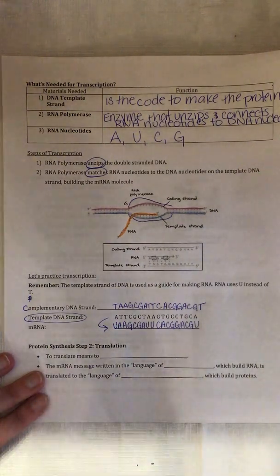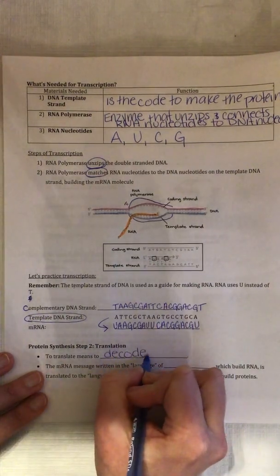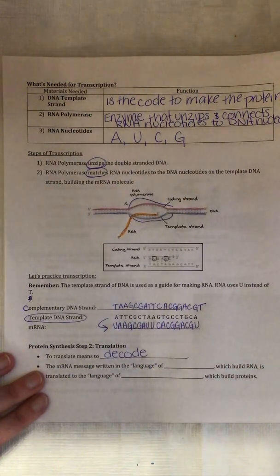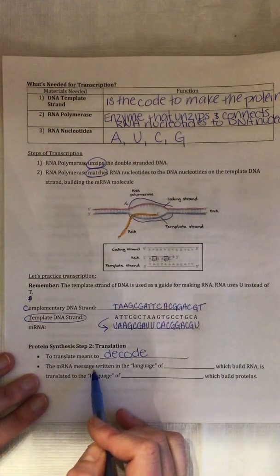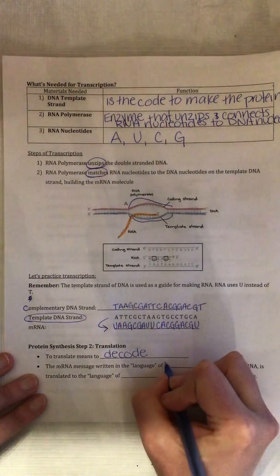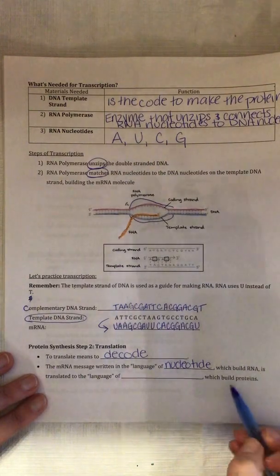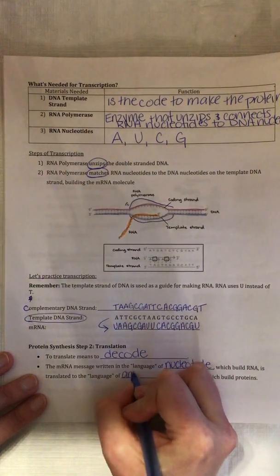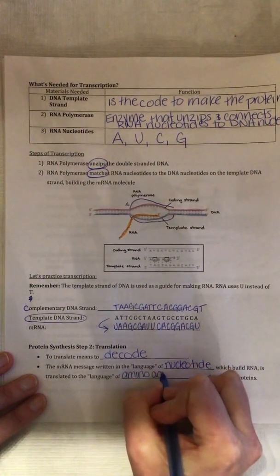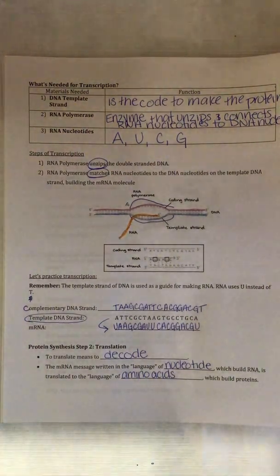So step 2 of this whole protein synthesis is translation. And to translate means to decode. So think about any time that you're in a language class and you're changing things from one language to another language, you are decoding it. So the mRNA is written in the language of nucleotides, because that's what DNA is written in, which builds RNA. And then it's translated into this language of amino acids. And you all made protein chains for the amino acids that are in your name. And amino acids build proteins.